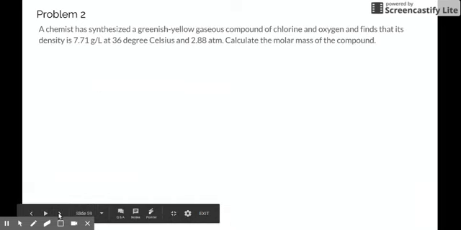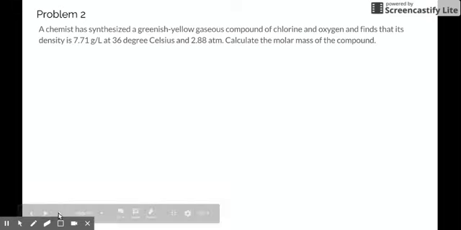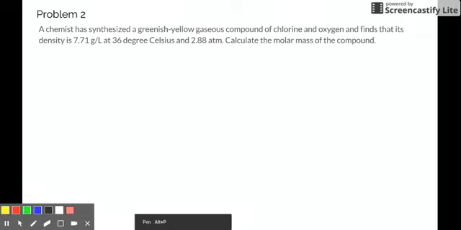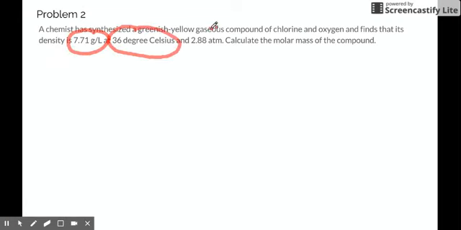Okay, it says here, a chemist has synthesized a greenish yellow gaseous compound of chlorine and oxygen and finds that its density is 7.71 grams per liter at 36 degrees Celsius and a pressure of 2.88 atmosphere. So now you are to calculate the molar mass of the compound. That means you're looking for mm.